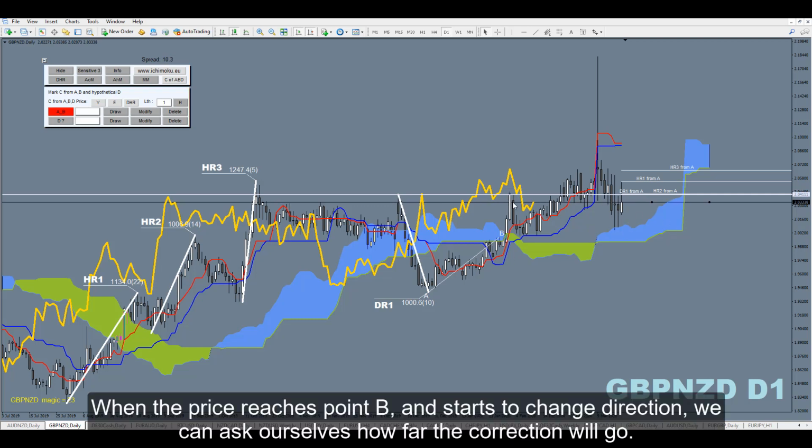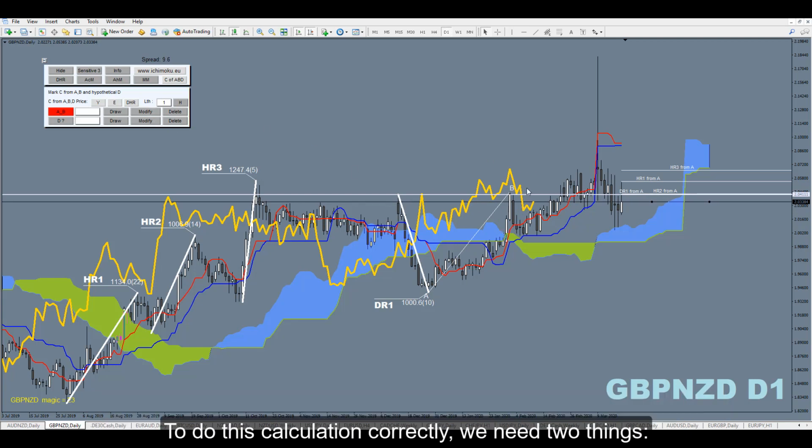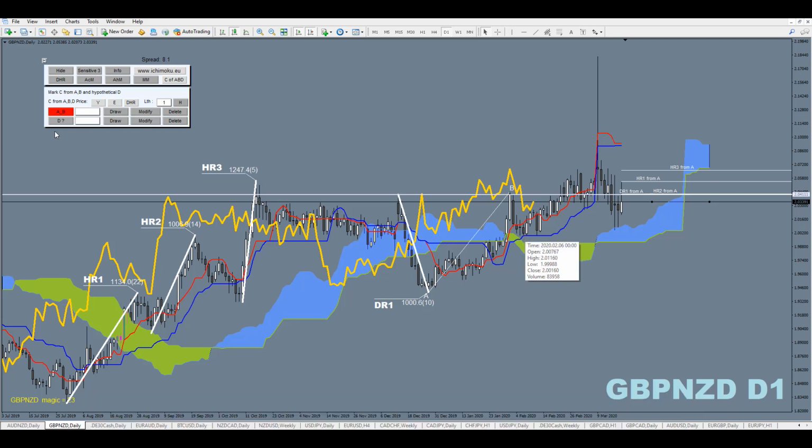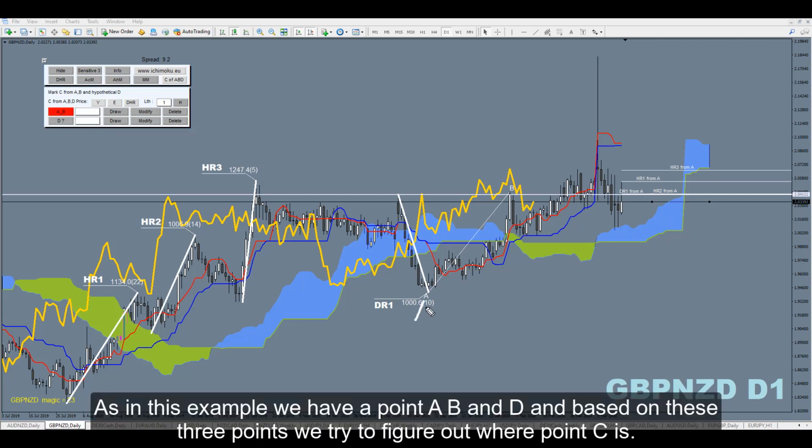When the price reaches point B and starts to change direction, we can ask ourselves how far the correction will go. To do this calculation correctly, we need 2 things. The first is the end of the impulse. The second, hypothetical point D. That is, how far the price could go after the correction. As in this example, we have points A, B, and D, and based on these 3 points we try to figure out where point C is.